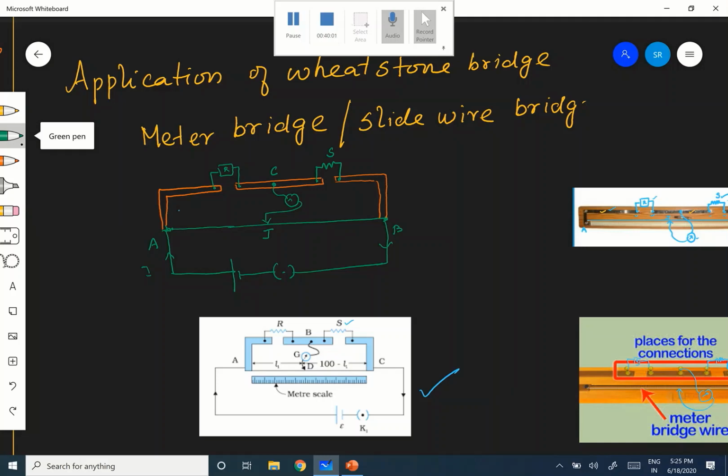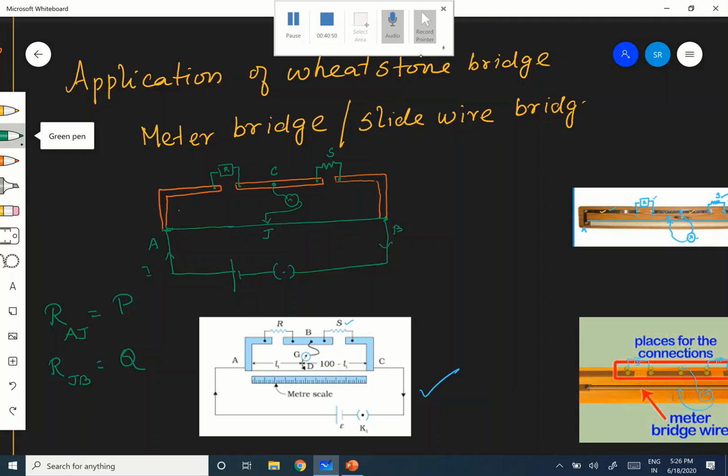Where are P and Q? See, PQ is nothing but the resistance of the part AJ, the part AJ length of the wire is P, and the resistance of the part JB, that is Q. Therefore this is P and Q. So PQRS, everything is ready with us now. Are you following?